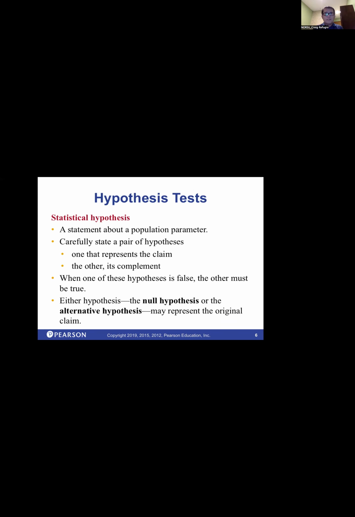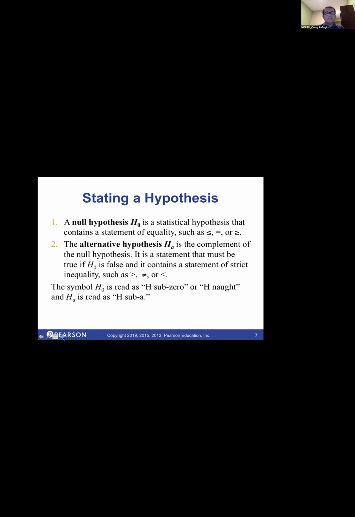Either hypothesis, the null hypothesis or the alternative hypothesis, may represent the original claim. So the two kinds of hypotheses that we will be talking about are the null hypothesis and the alternative hypothesis. In this case, the capital letter H represents hypothesis. So we look up the definition of hypothesis.